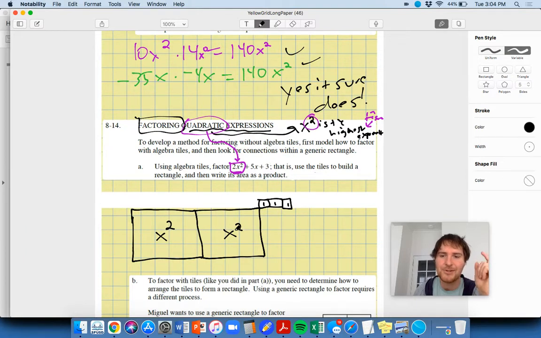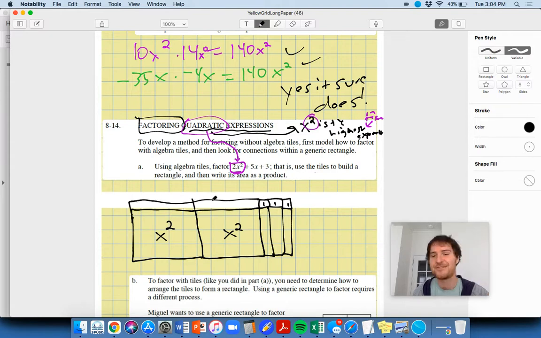Here are my 2 x squareds. And check it out here. There is 1x. Here is 2x. Here is 3x. And here is 4 and 5x. There we go. I figured it out. I got it. Oh, it feels good when you get there.